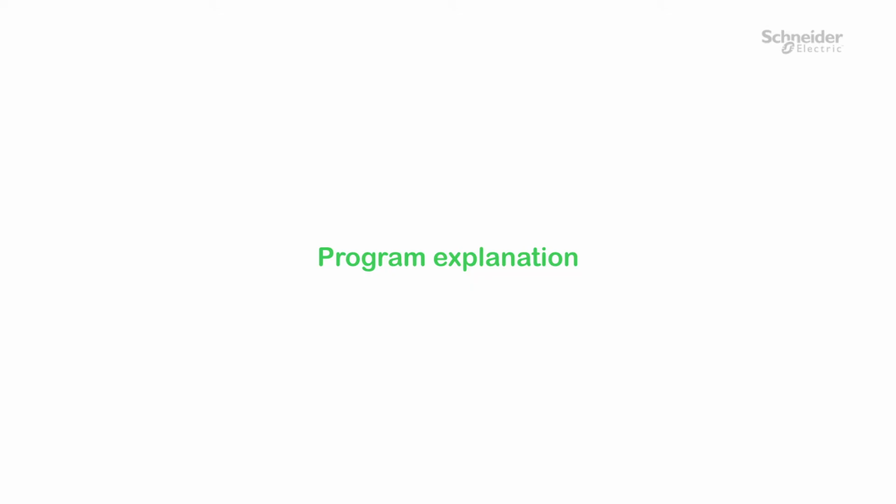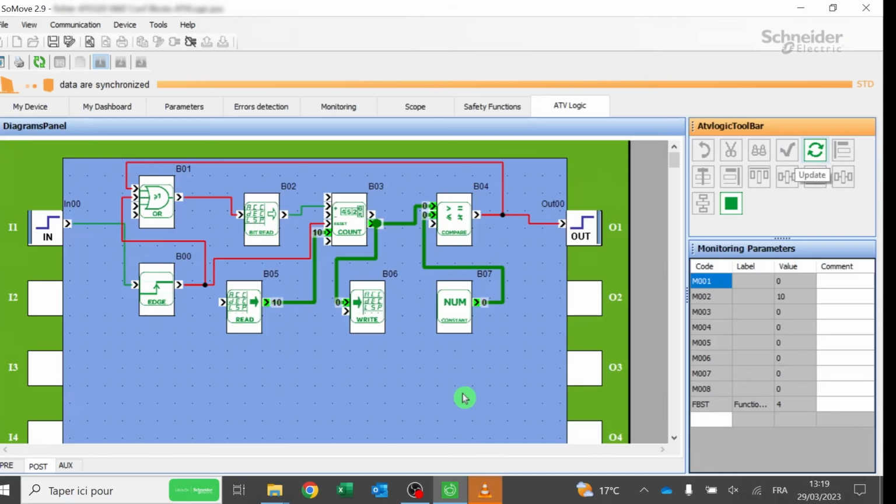Program explanation. In this example, the virtual logic input I1 of the ATV Logic program is assigned to DI1, hardware digital logic input number 1 equals LI1. The I1 signal is assigned to an edge front to avoid hazardous movement. The output of the front edge function is linked to a load input of a count function block.